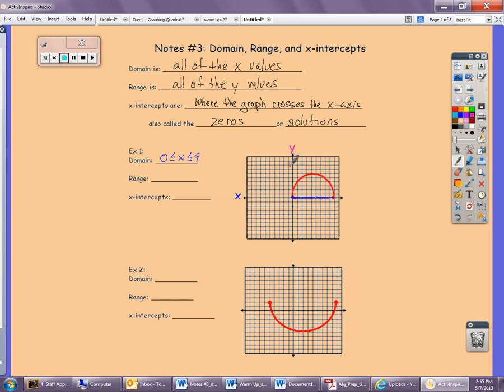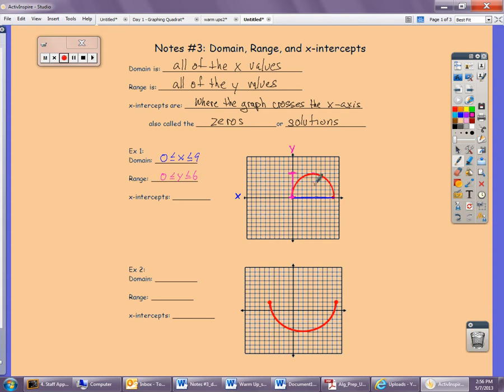And the range is your y values. The y values go up and down, from here up to here. So the y values start at 0 and go up to 1, 2, 3, 4, 5, 6. So the range is from 0 to 6. It's all your y values.